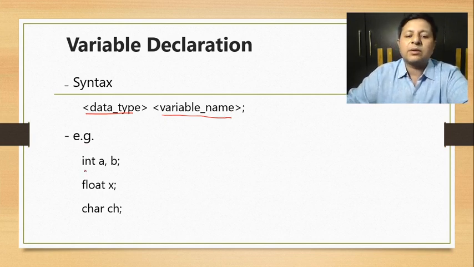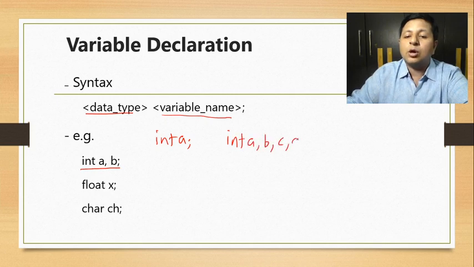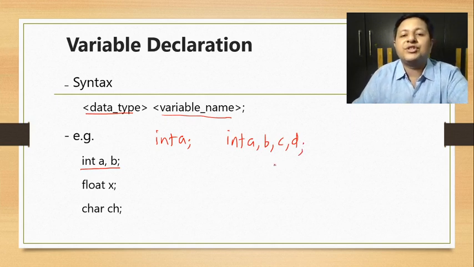So look at the example: int a, b; Obviously, a single variable declaration will be like this: int a; If I want to declare more of the same type, int a, b, c, d; all of them are going to share the same data type, and then at the end you have to put a semicolon which marks the end of the statement.